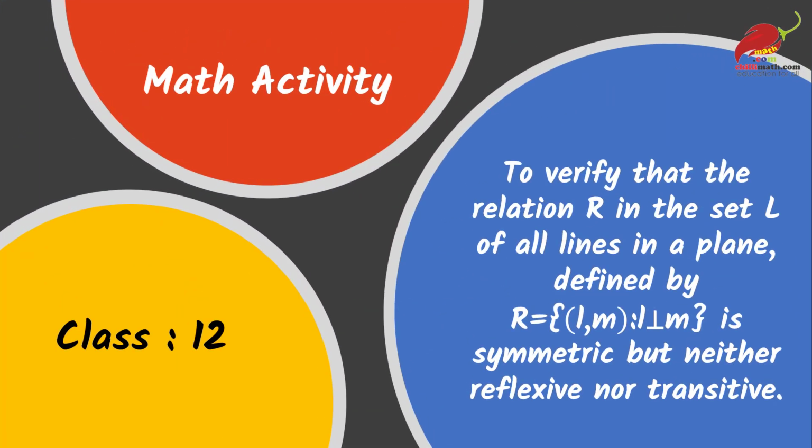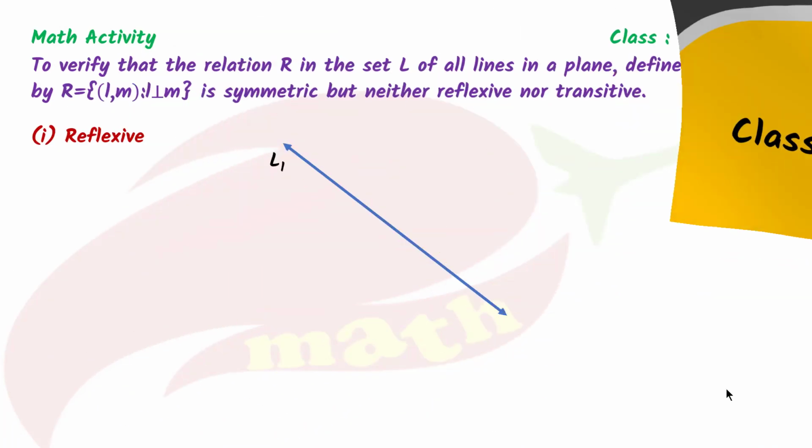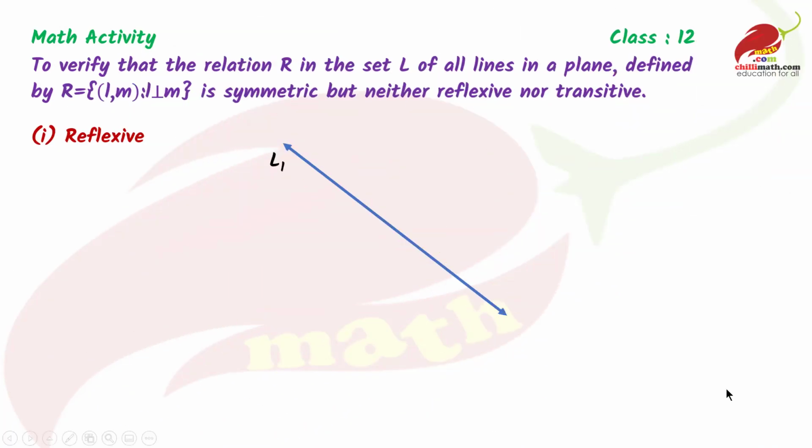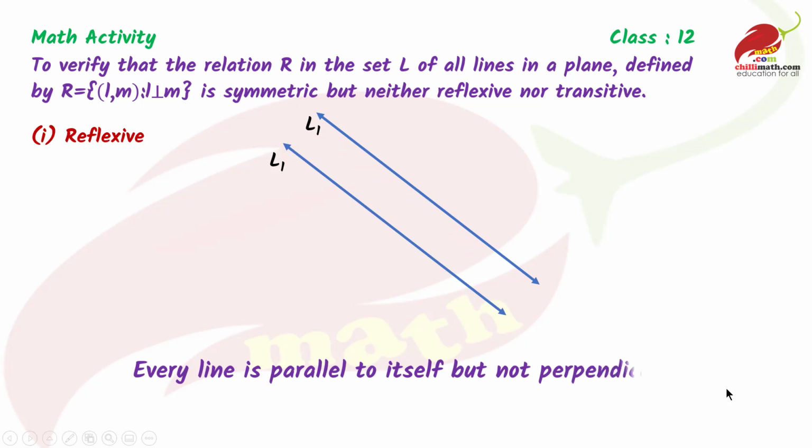So first activity is to verify that the relation R in the set L of all lines in a plane defined by R is equal to (L, M) such that L is perpendicular to M is symmetric but neither reflexive nor transitive. First of all, we'll discuss reflexive property. In this we have taken one line. As we can see, every line is parallel to itself but not perpendicular. So therefore this relation is not reflexive.